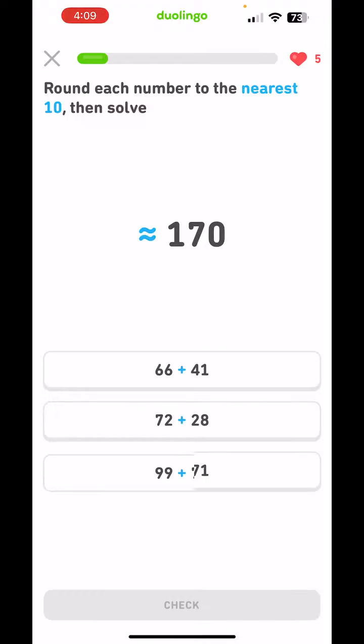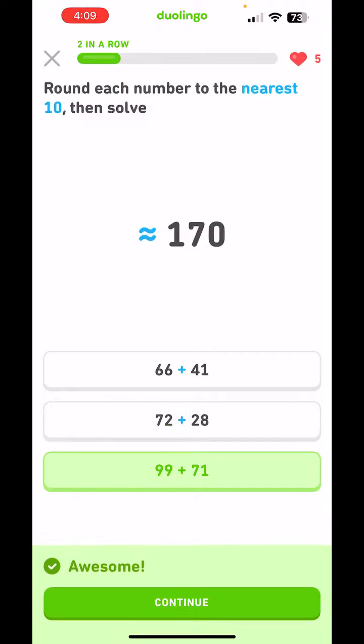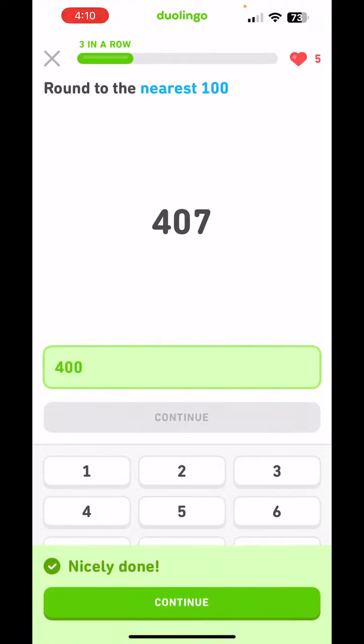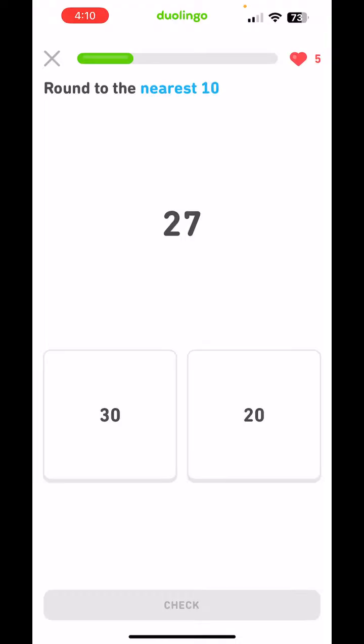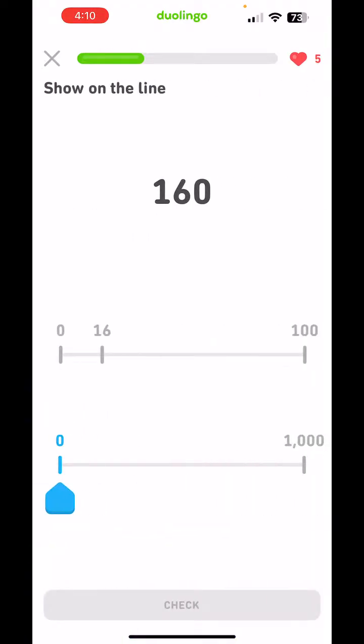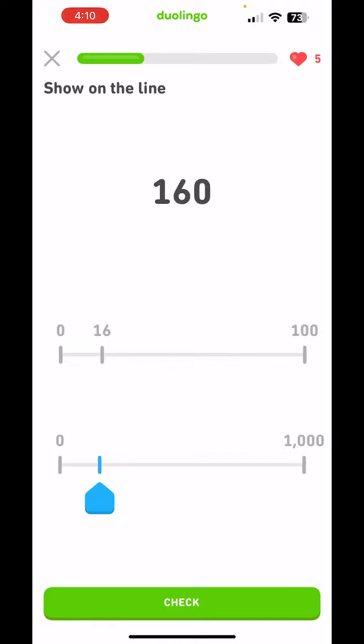So it's the last one. Yes. Okay, let's continue. Round to the nearest 100. Okay, so to the nearest 100, I think it would be safe to say 400. Okay, round to the nearest 10. We have 27, so I'll go with 30. Okay, show on the line 160. So they're giving us a reference here. We have 0 to 100 with 16 there. So from 0 to 1,000, we can assume that 160 would be right where 16 is.